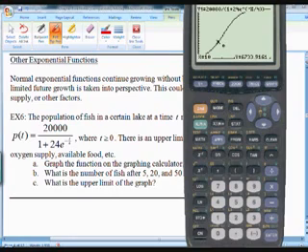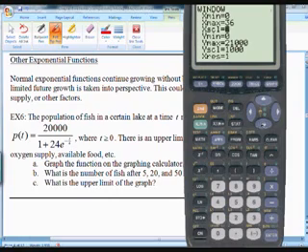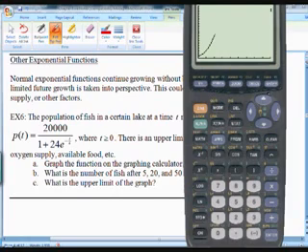Well, it might be a huge pond though. After 50 months, it's not on my calculator. Be careful when you use the trace function. If it's not on your graphing calculator, it's going to give you an error. So let's do quit and let's change our window. So let's do 0 to 54.